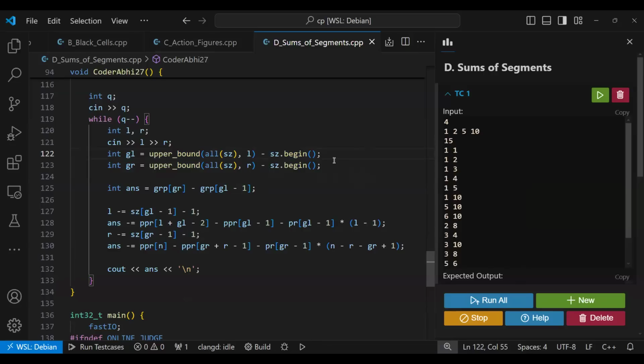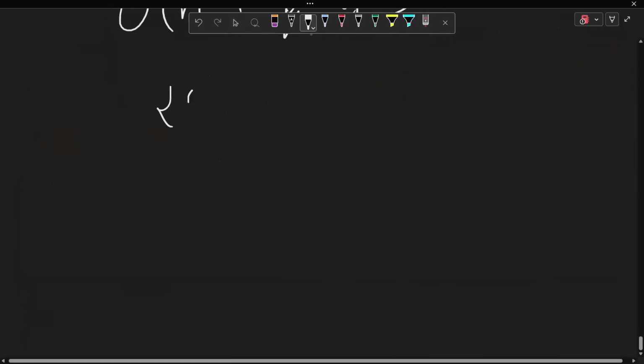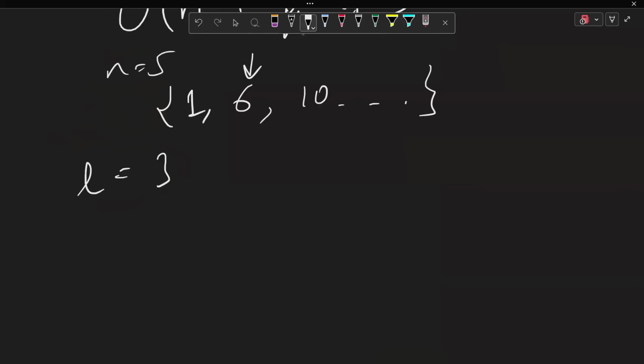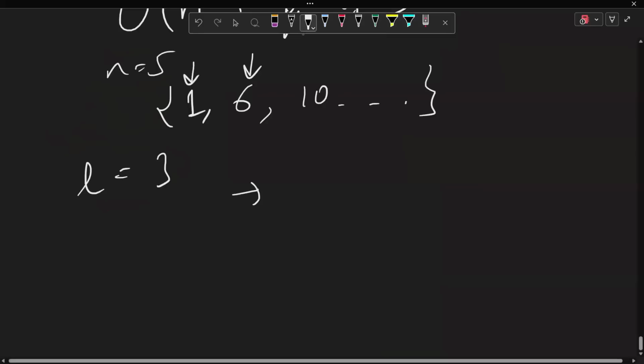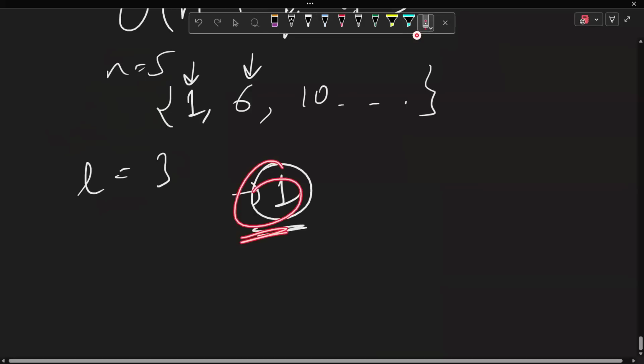You can just try it. Let's say in the size array, you have 1 as the starting index of the first group. Let's say n is 5. So next would be 6. Next would be 10, like that. So if L is, let's say, 3, it belongs to the first group. From 1 to 5 belongs to the first group. So upper bound of 3 is going to point to 6. This minus size dot begin would give me 1. So it belongs to group number 1 and I'm getting 1. Okay, so this is okay.